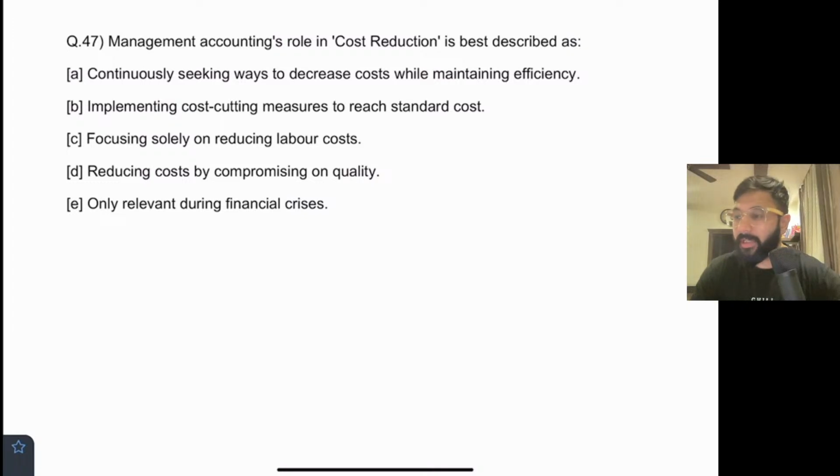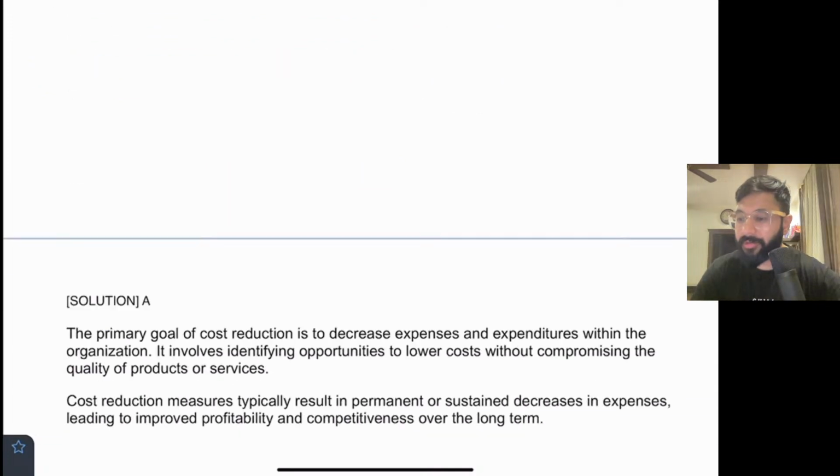Management accounting's role in cost reduction is best described as continuously seeking ways to decrease the costs, number one. Implementing cost-cutting measures to reach standard cost. Focusing solely on reducing labor cost. Reducing cost by compromising on quality. Only relevant during financial crisis. The answer is option number A. Management accounting का role cost reduction में यही होता है, continuously seeking ways to decrease cost while maintaining efficiency.